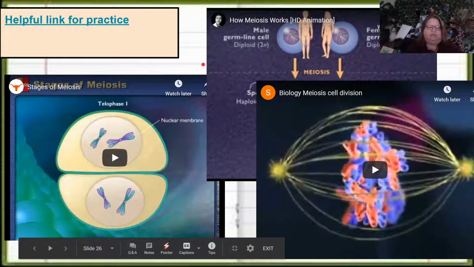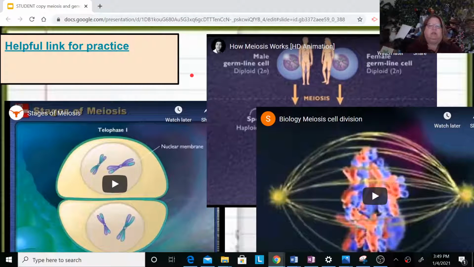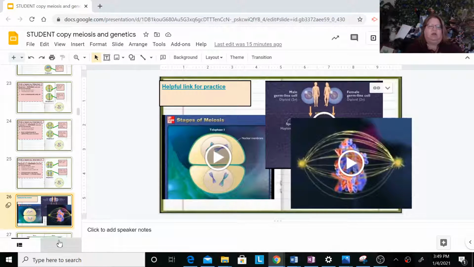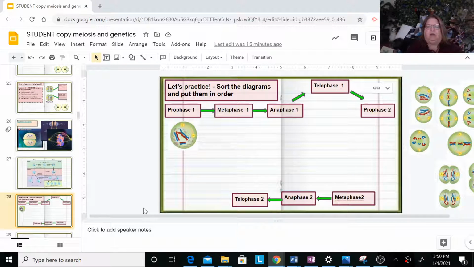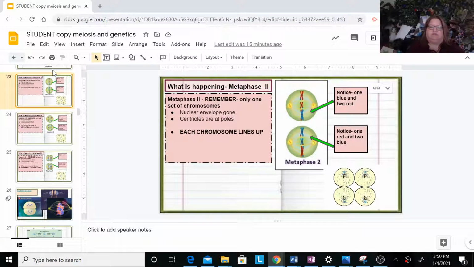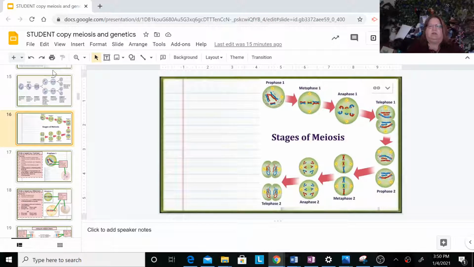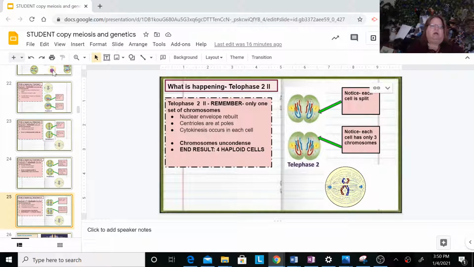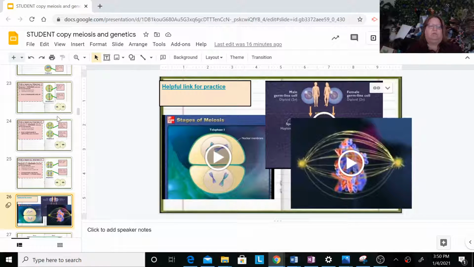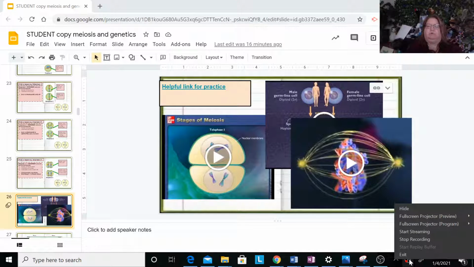Now, we've got some helpful videos that you're going to watch, and then you're going to have a chance to practice matching each stage for each set of meiosis. And these are the pictures that we started with in a previous slide. So you can match them up that way if you want to go back and look. So that should help you walk your way through meiosis. Remember, the big deal is reducing the number of chromosomes in half.